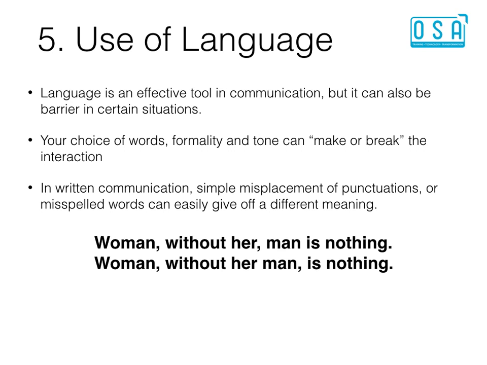Another would be, look at the example that I had here. Woman, comma, without her, comma, man is nothing, versus woman, comma, without her man, comma, is nothing. Let me read it without the commas. Woman, without her, man is nothing. Woman, without her man, is nothing. What's the difference? Go figure it out for yourself. This is the reason why we have to be very wary about our grammar, our punctuation, and our misspelled words, especially when it comes to written communication.